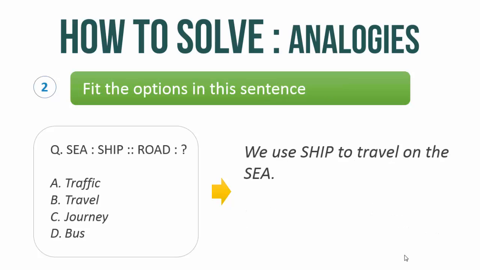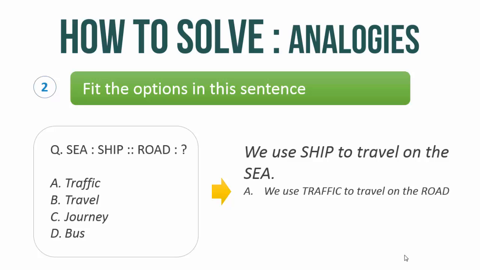Let's now move to step 2, which is to fit the other given options into this particular sentence. Now what you must do here is to blindly fit all these options and the word road into the sentence, we use a ship to travel on the sea.